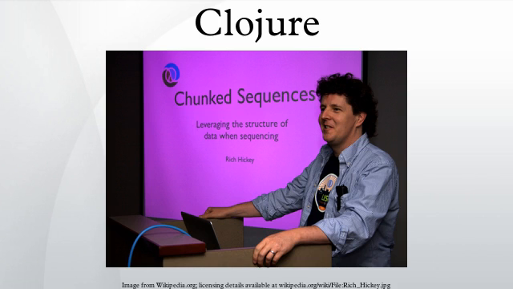Clojure is a dialect of the Lisp programming language created by Rich Hickey. Clojure is a general-purpose programming language with an emphasis on functional programming. It runs on the Java Virtual Machine, Common Language Runtime, and JavaScript engines. Like other Lisps, Clojure treats code as data and has a macro system.